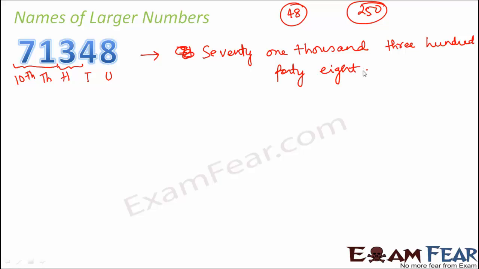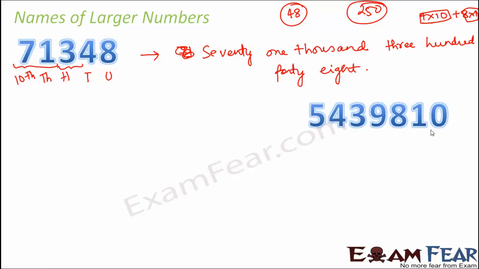Because 4 at the tens place, that means 4 into 10, which is nothing but 40, plus 8 into 1, which is 8. So this is 48. So overall it is 71,348. So this is how we will name this number.